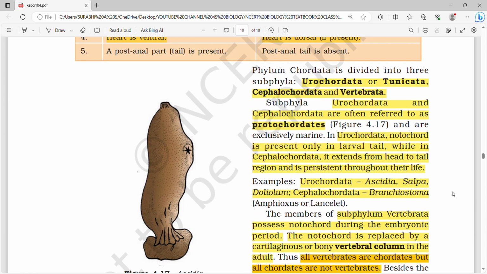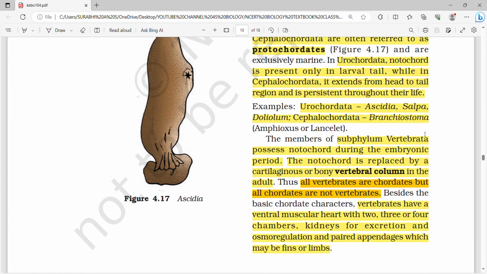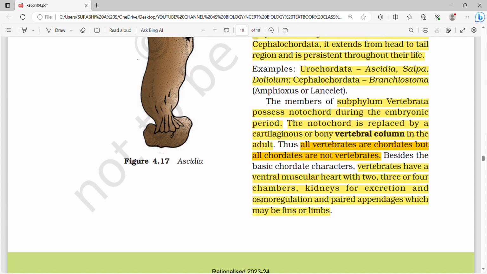Next, the phylum Chordata is divided into three subphyla: Urochordata, Cephalochordata, and Vertebrata. Urochordata and Cephalochordata are together called protochordates. In Urochordata, the notochord is present only in the larval tail, while in Cephalochordata, it extends from head to tail region and is persistent throughout life. You have to know the examples because this chapter is mostly based on examples. Urochordata: Ascidia, Salpa, Doliolum; and Cephalochordata: Branchiostoma.